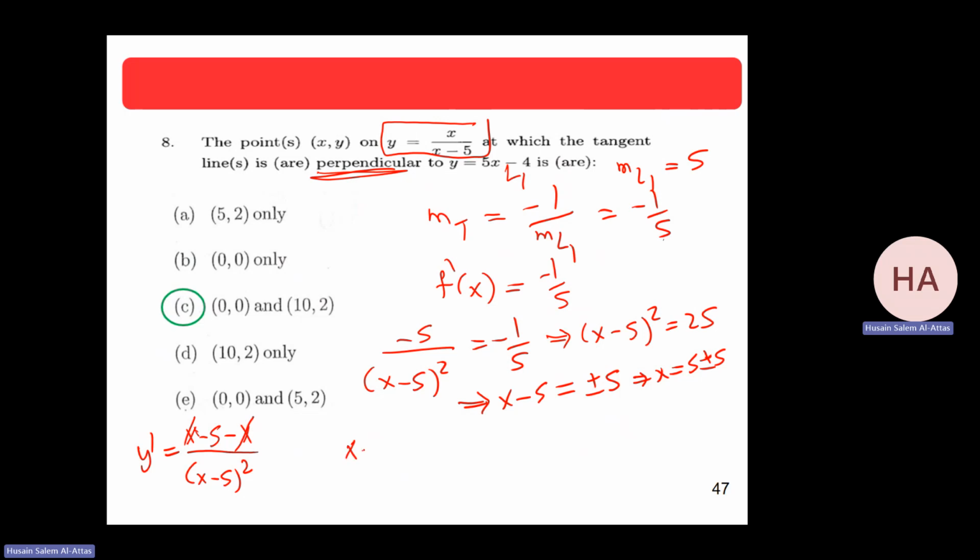Okay. Now x equal 10 or x equal 0. If x equal 10, substitute. What will be y? It will be 10 over 10 minus 5, 10 over 5. So y equal 2. So I have the point 10 and 2. If x equals 0, what will be y? It will be 0. So I have the point 0 and 0. So I have these 2 points.